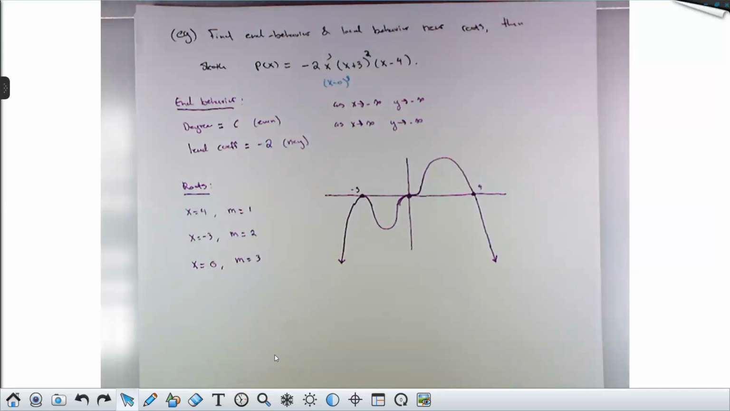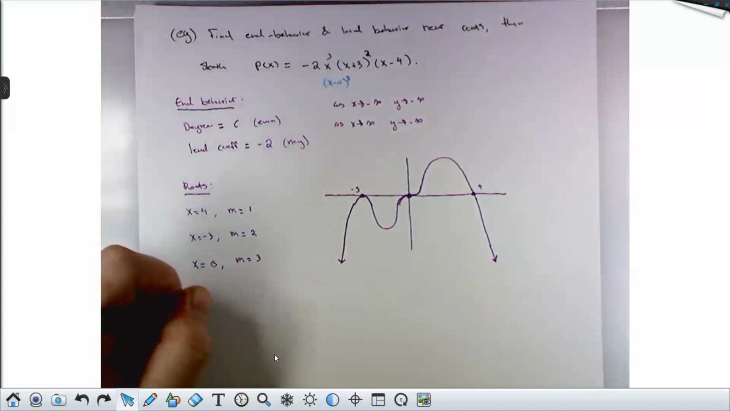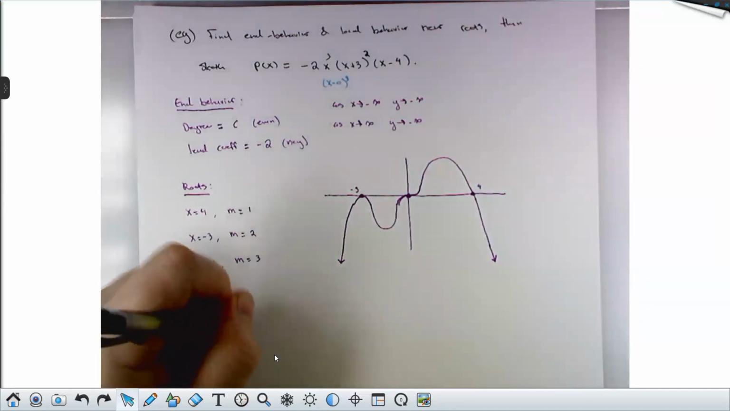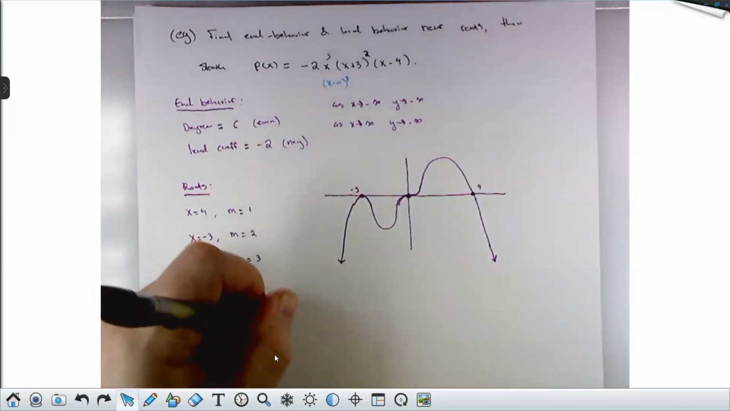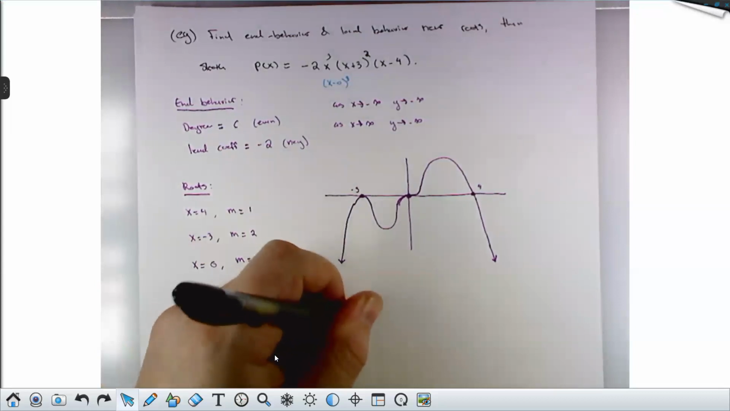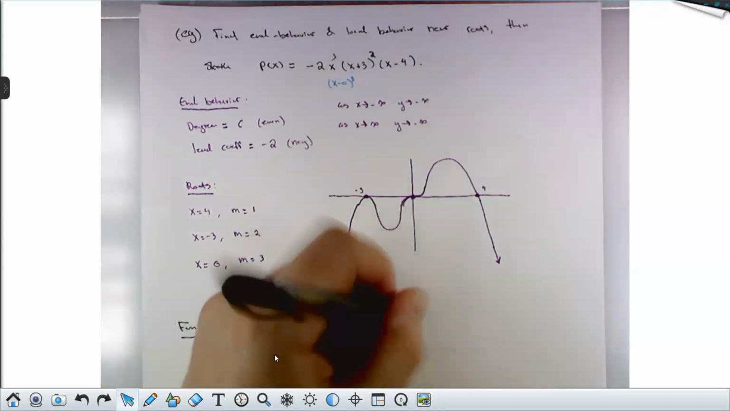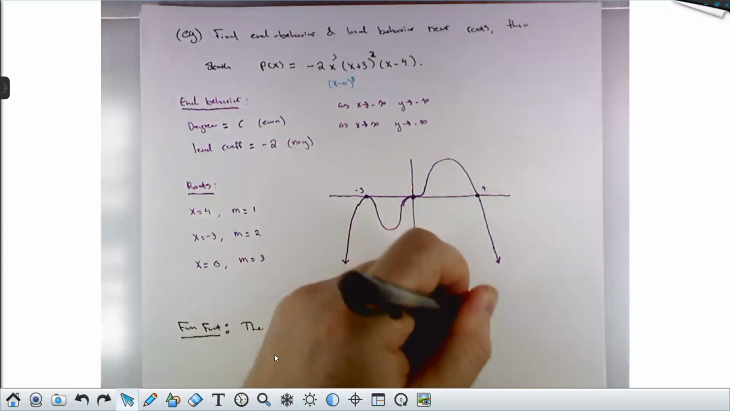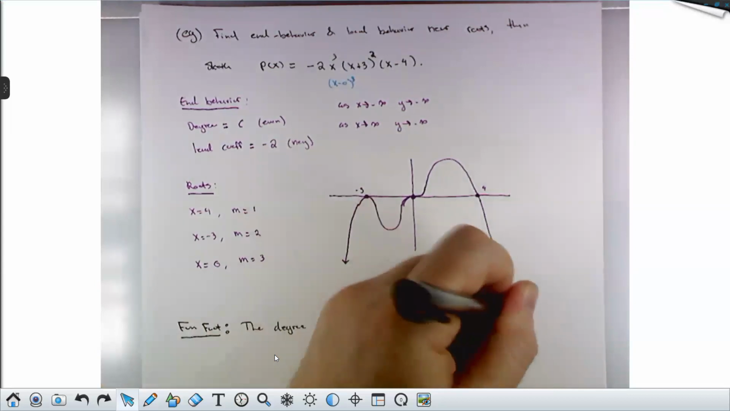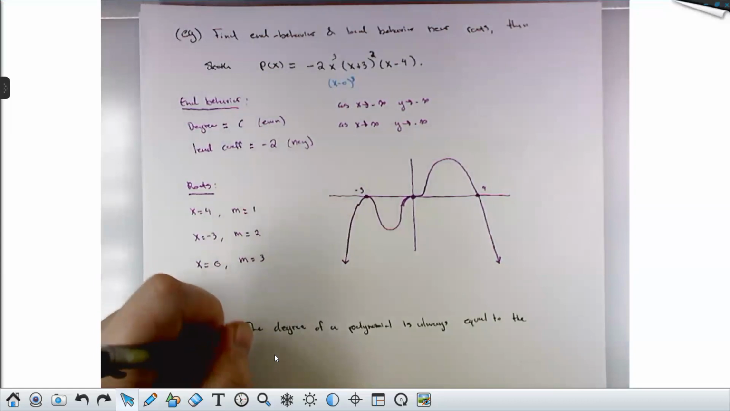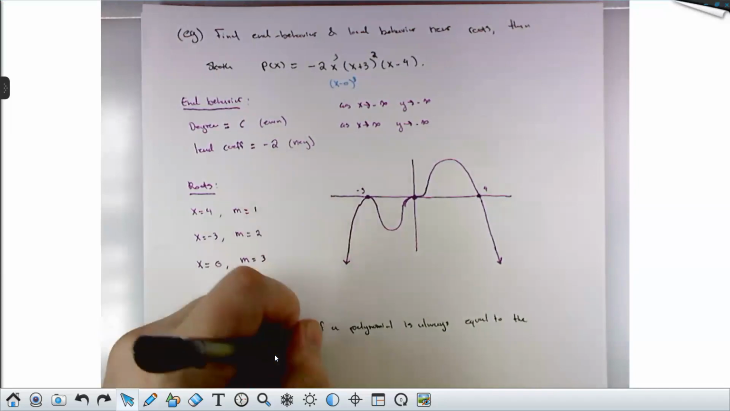Okay, I have a fun fact for you. When it comes to finding the degree, the degree of a polynomial is always equal to the sum of multiplicities of its roots.